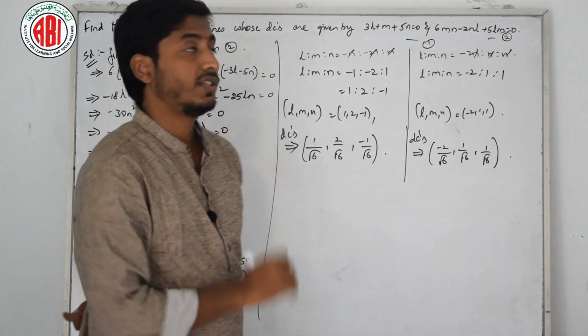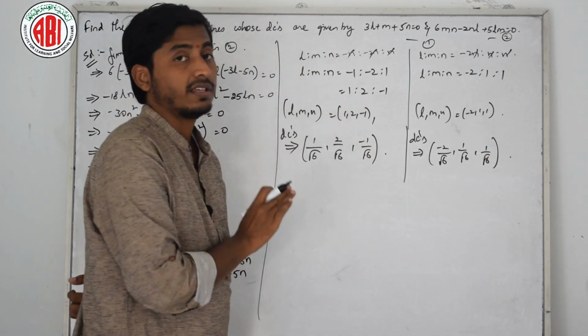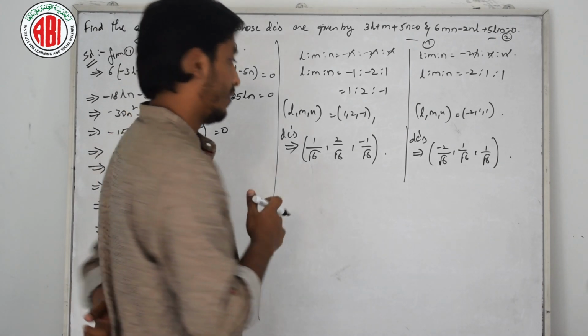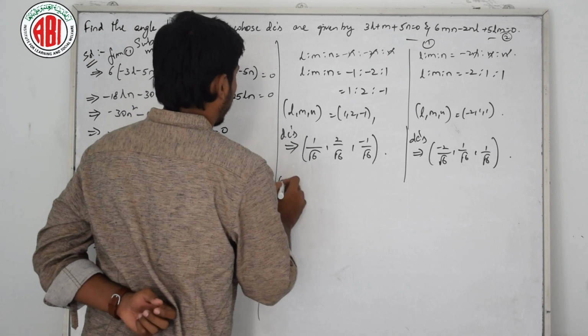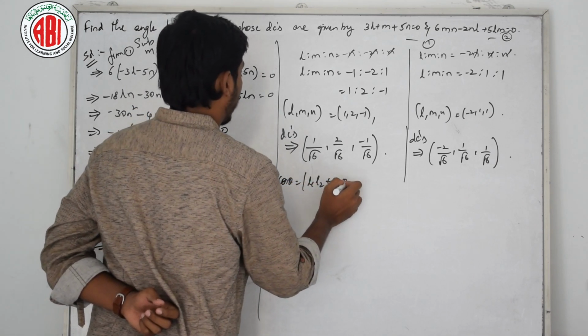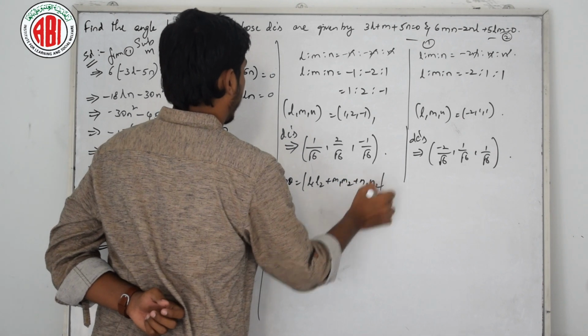Since we have done most of the problems based on this, I am skipping a few of the steps. Okay, fine. Then what is the value of cos theta? Cos theta is L1 L2 plus M1 M2 plus N1 N2.